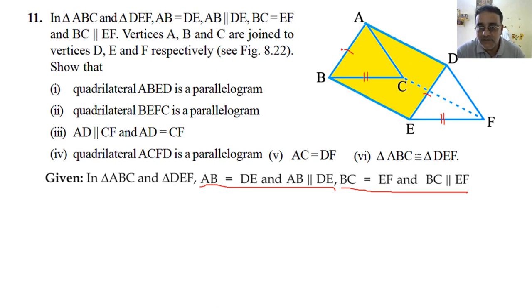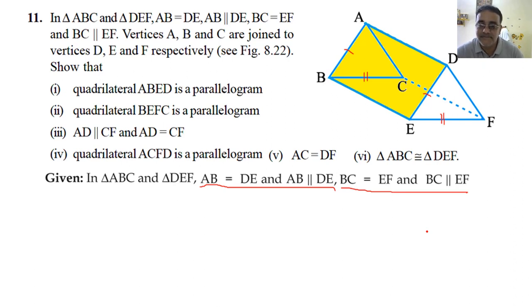Look carefully, one pair of opposite sides of this quadrilateral, that is AB is equal to DE, and they are parallel also. So we have studied one theorem. What is the statement of that theorem? Sir, if one pair of opposite sides is equal and parallel, can we say this quadrilateral is a parallelogram? Yes. Tell the statement of the theorem.